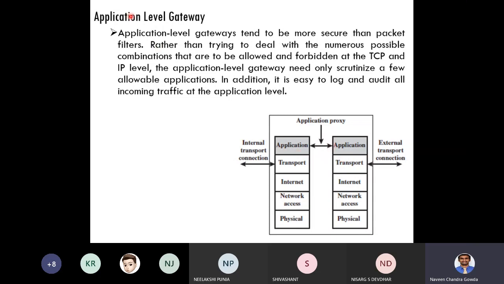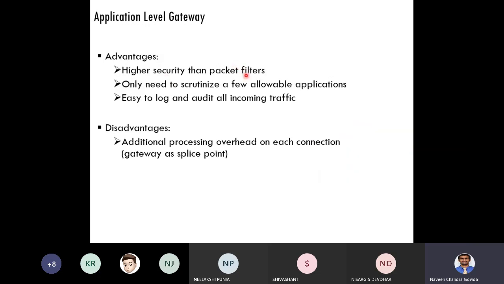So this application level gateway has the classification or the filtering process or the firewalling process in the application layer, based on the application, based on the purpose. That is your application level gateway. That kind of filtering or scrutinizing process will happen at the application level based on incoming traffic. Then what are the advantages and disadvantages? Obviously this is higher security than packet filters. Why is this higher security than packet filters?